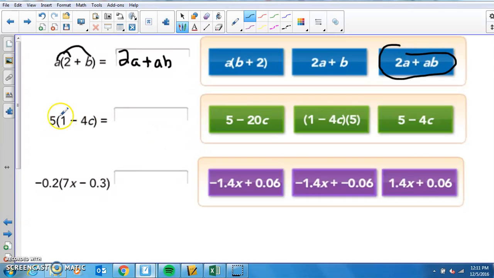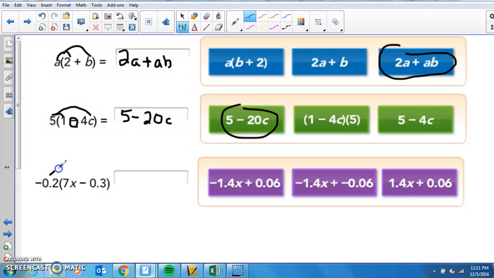All right, the next one, we're going to distribute the 5. 5 times 1 gives you 5. Then we're going to multiply 5 times that minus 4c. A lot of you like to just bring that minus sign over, so let's just bring that minus sign over and then do 5 times 4c. 5 times 4 is 20. So we're just going to put 20 and then put the c with it. So our answer is 5 minus 20c.